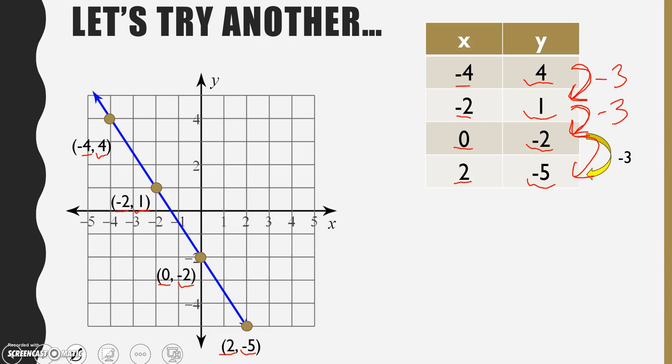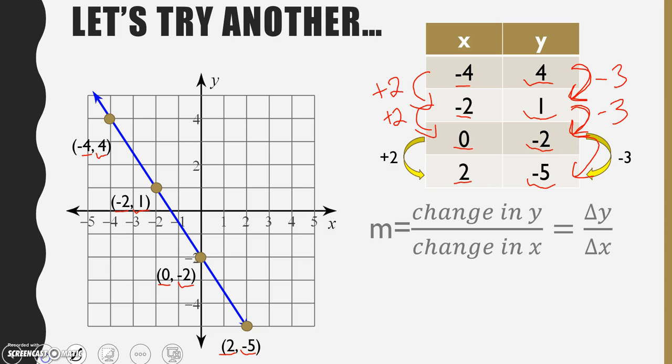All right, be sure you are writing this down in your notebooks. This is what we'll be looking for. All right, and then we are looking for our change in our x values. So to get from -4 to -2, -2 to 0, and 0 to 2, we are adding 2. All right, so our slope, again, is our change in y divided by our change in x. So our change in y is a -3, and our change in x is a +2. So our slope in this one is -3 over 2.